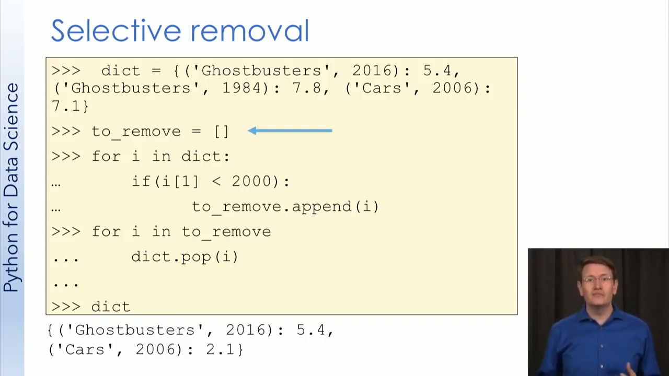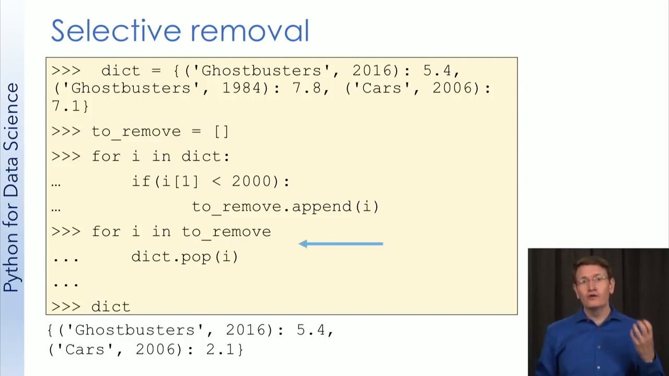First, I've created an empty list called toRemove. Next, I'll iterate through the keys in the dictionary. Third, I'll check to see if the second element in the key tuple, the year, is less than 2000. If it is, I'll append the key to my toRemove list.